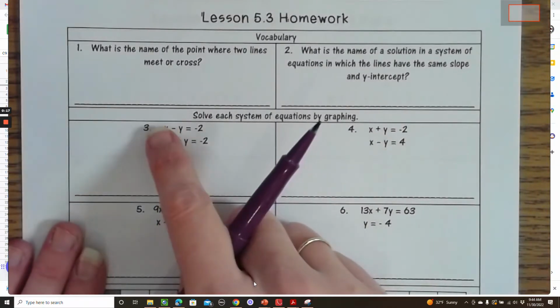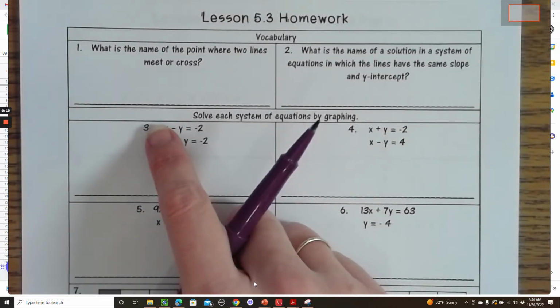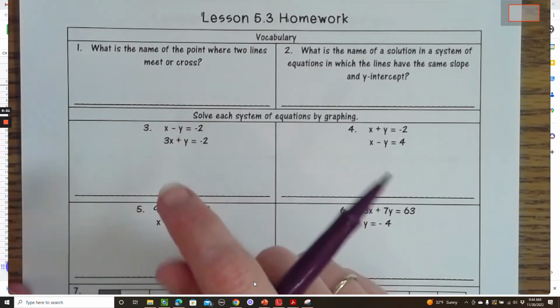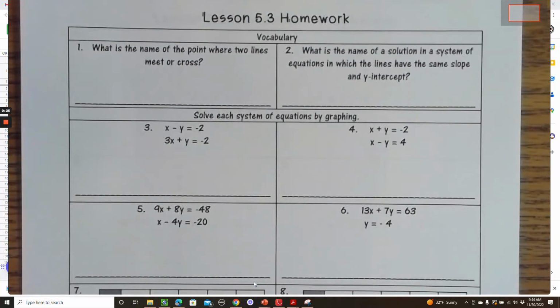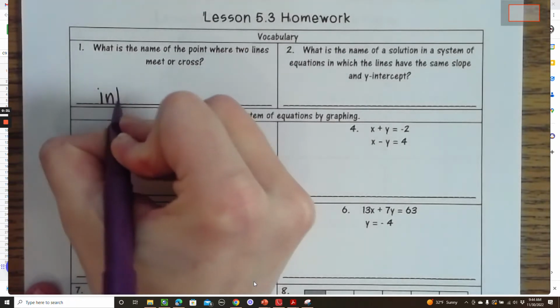Number one, what is the name of the point where two lines meet or cross? So when there's one solution, that point where they cross, what's that point called? Intersection. It's the intersection.